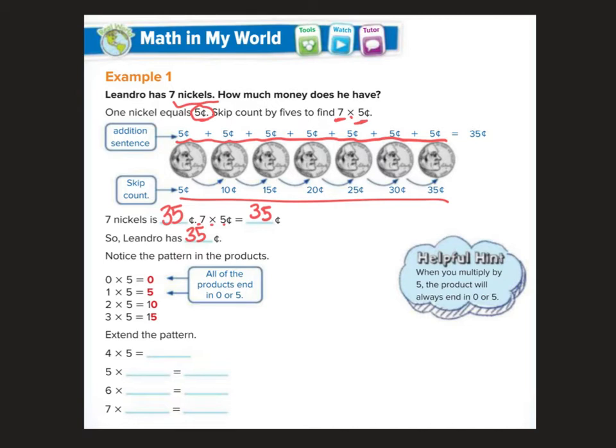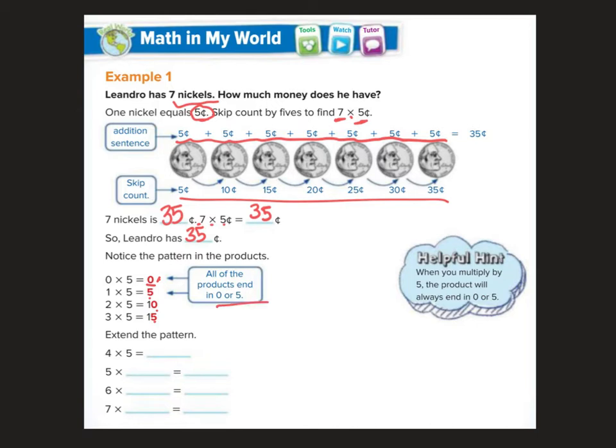Notice the pattern in all the products. 0 times 5 is 0. 1 times 5 is 5. 2 times 5 is 10. 3 times 5 is 15. Look, it goes 0, 5, 0, 5, 0, 5, 0, 5. All the products end in a 0 or a 5.